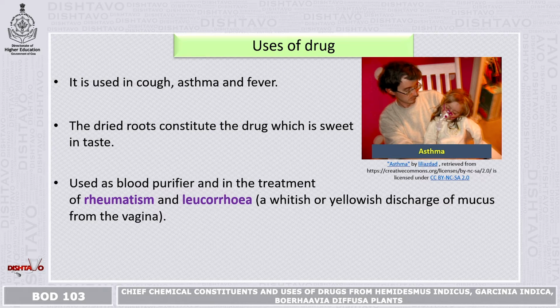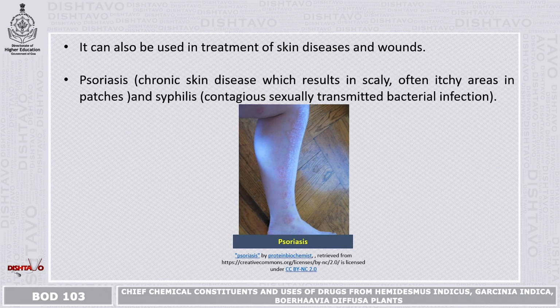Rheumatism is a disease marked by inflammation and pain of joints, muscles or fibrous tissue, and also leucorrhoea, a whitish or yellowish discharge of mucus in females. It is also used in the treatment of skin diseases and wounds. In the picture, you can see psoriasis, the chronic skin disease which results in scaly, often itchy areas in patches. It can cure these skin diseases.